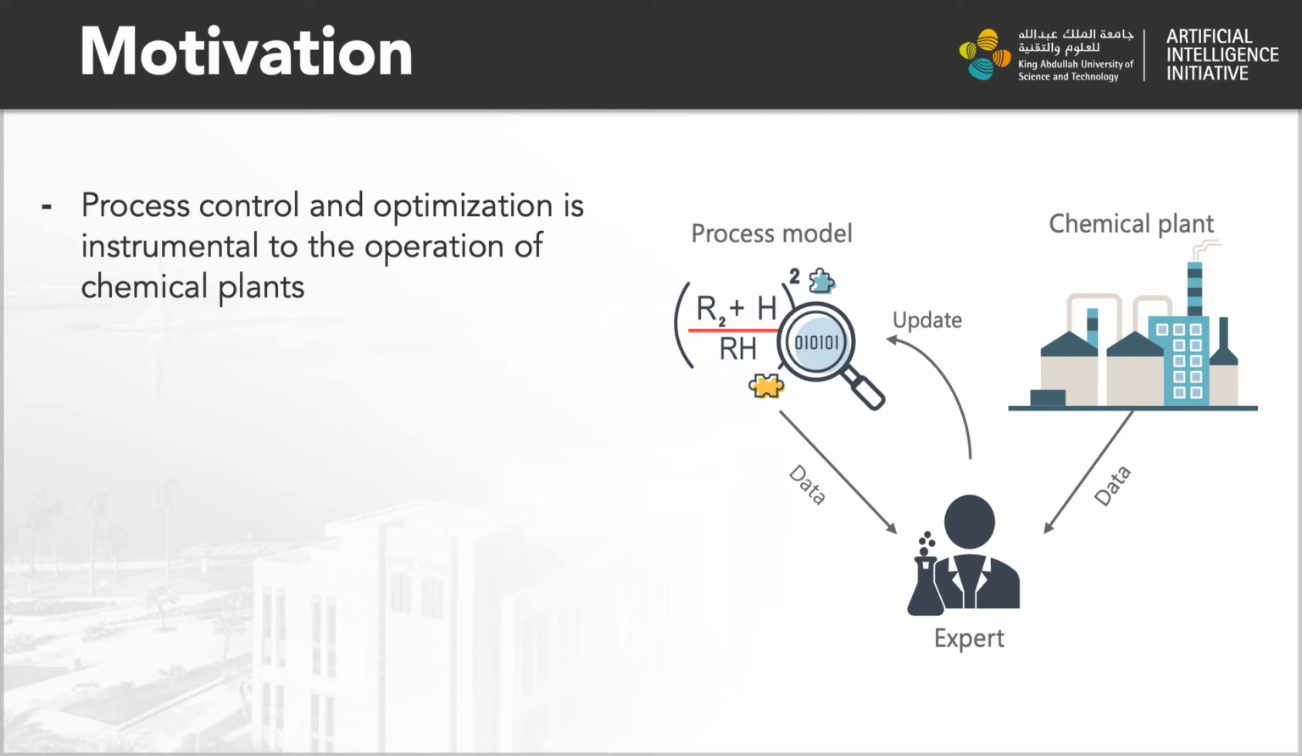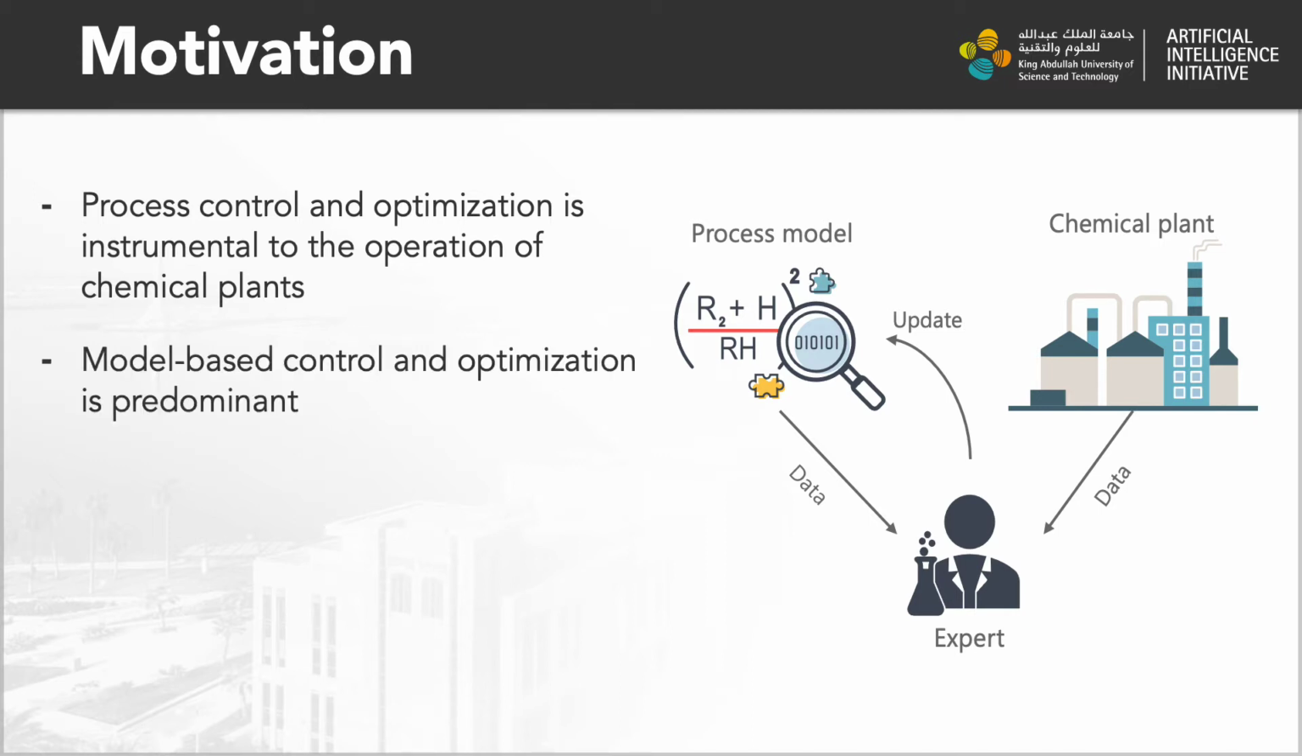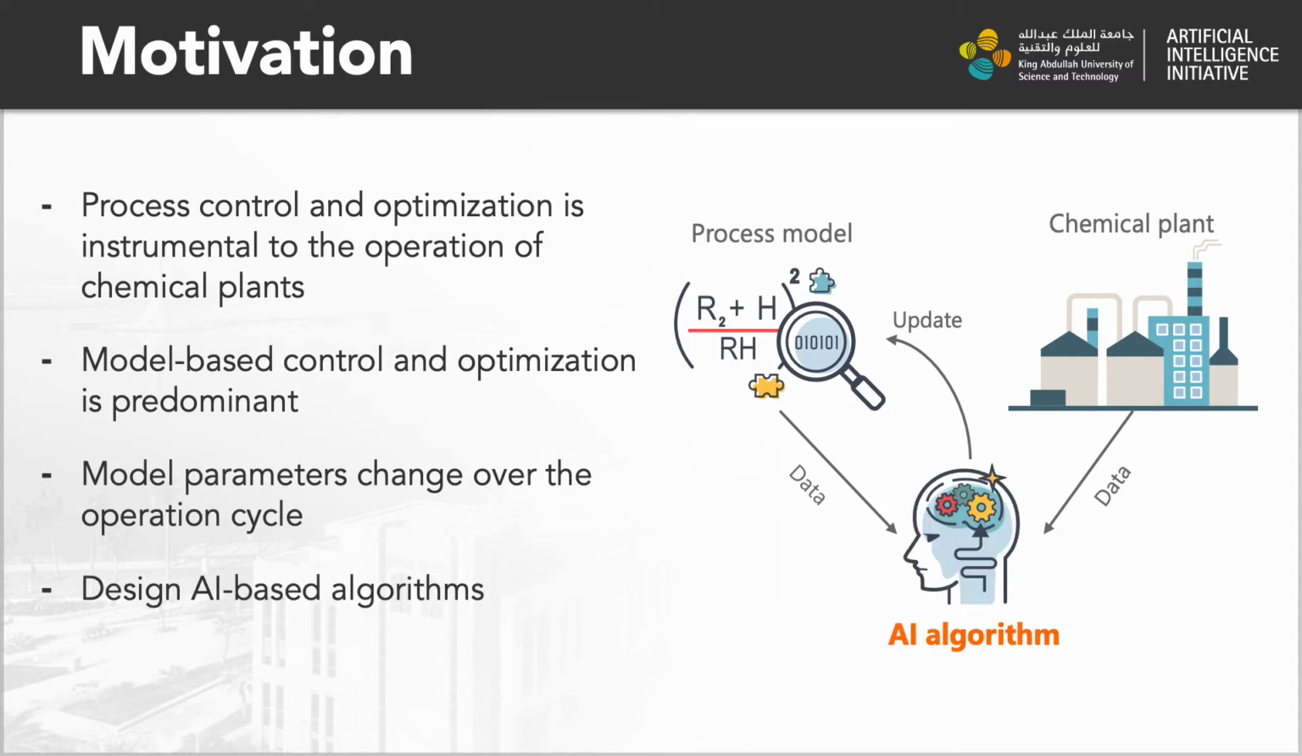control and optimization problem. The predominant paradigm in process systems engineering is model-based control and optimization. However, model parameters change over the operation cycle of chemical processes due to various causes, such as catalyst deactivation, equipment aging, feedstock variability, and more. To respond to such challenges, experts are needed to revise the process models, which is a slow and expensive process. In our research, we seek to design AI-based algorithms with models that adapt to the changing characteristics of the environment to meet the requirements of future autonomous engineering systems.